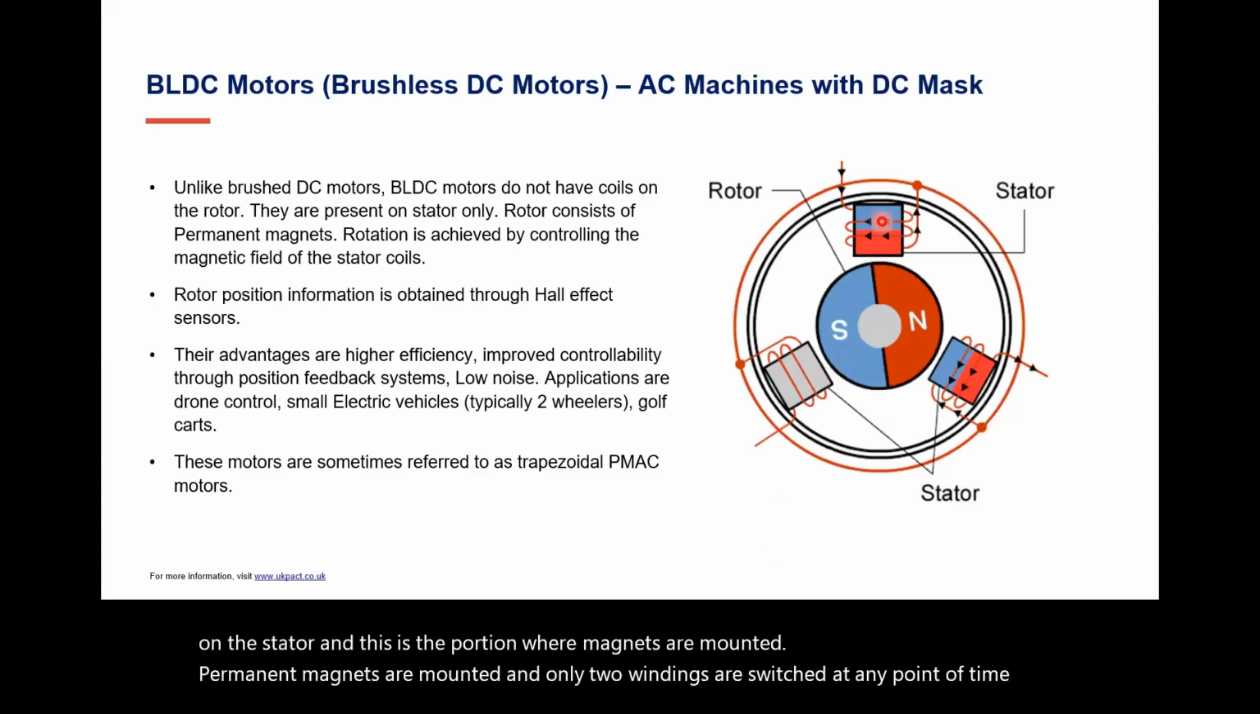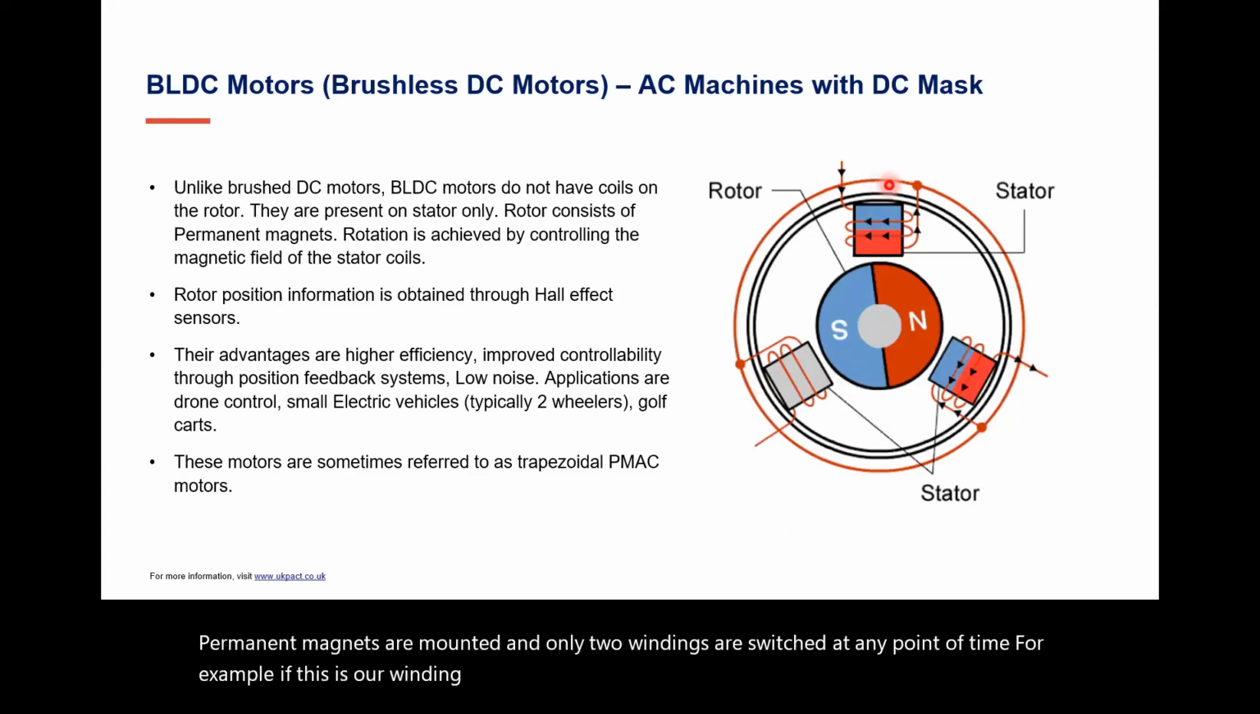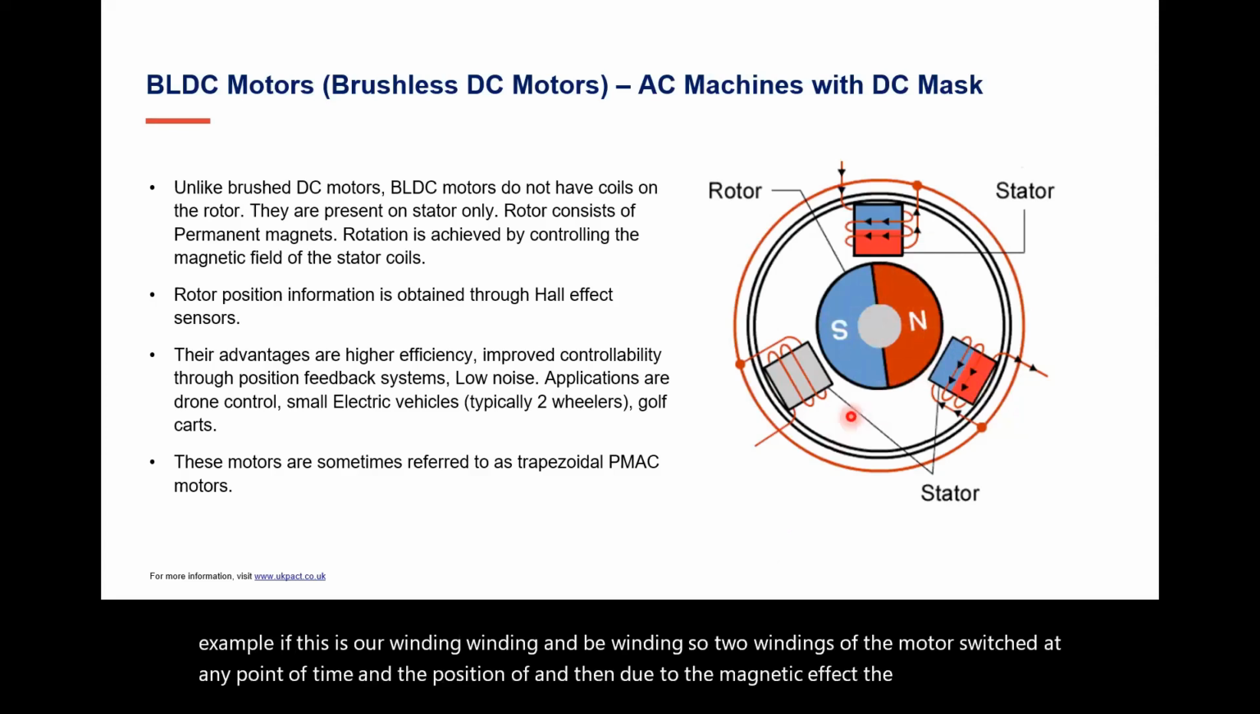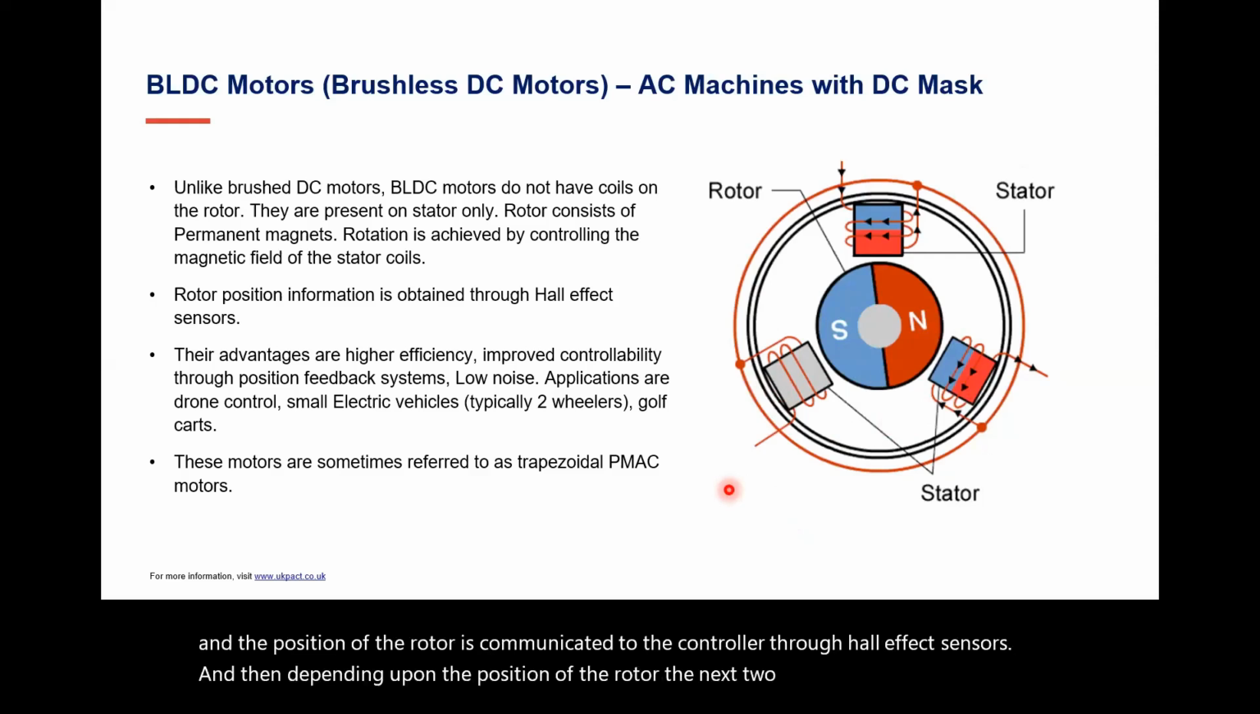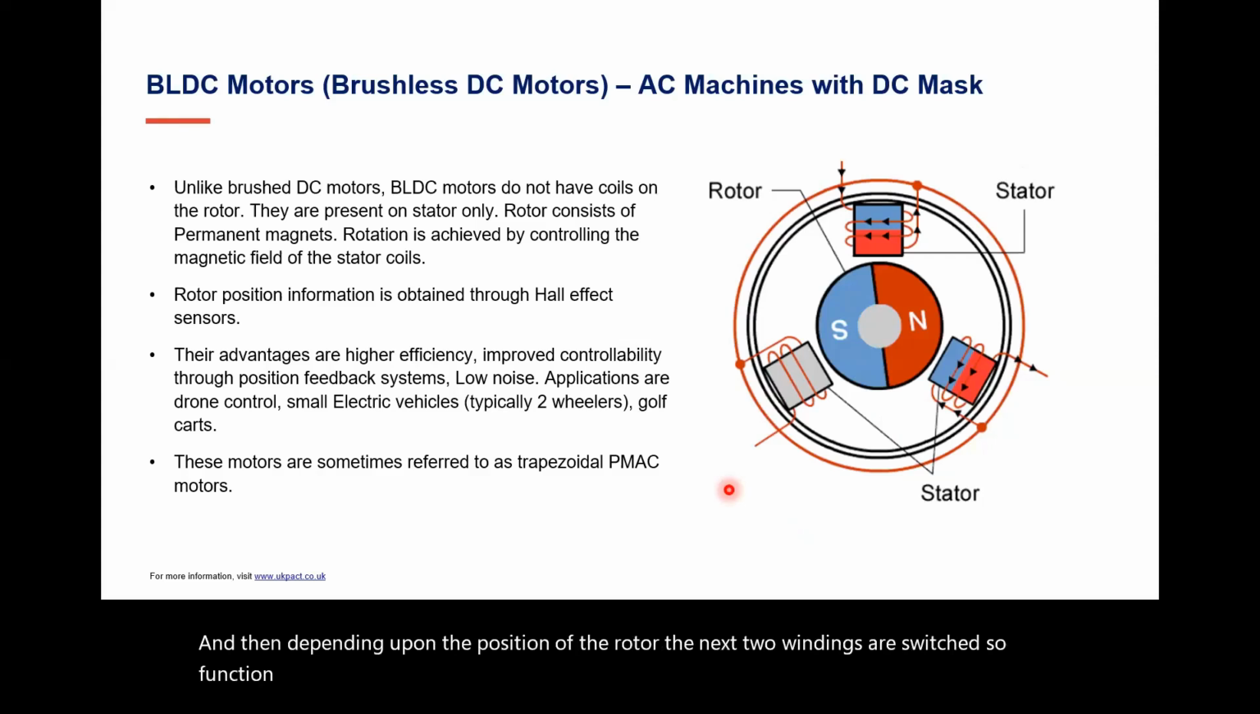For example, if these are the R winding, Y winding, and B winding, two windings of the motor are switched at any point of time, and due to the magnetic effect the rotor rotates. The position of the rotor is communicated to the controller through sensors, and then depending upon the position of the rotor, the next two windings are switched. So function-wise, it is somewhat similar to a stepper motor. It is not an exact stepper motor, and it is not a DC motor, it is somewhere in between. It is known as the BLDC motor. This BLDC motor has good efficiency, and control is also very good.